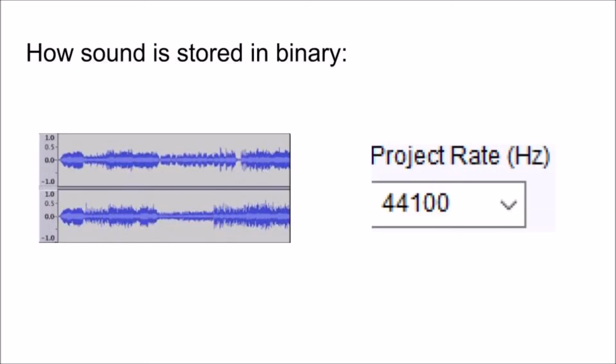Next is how sound is stored in binary. It does this through sampling, which takes the amplitude of the sound wave, which is then measured to convert it into a binary number. There is also sampling frequency, which shows how often the amplitude is measured. The higher it is, the better the quality will sound, but also the bigger the file will be.